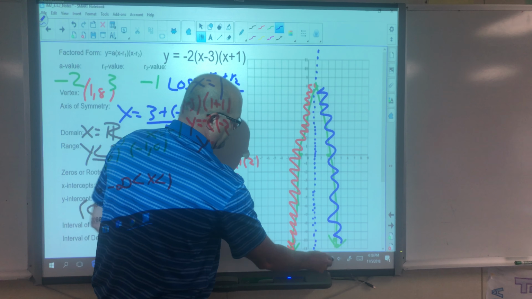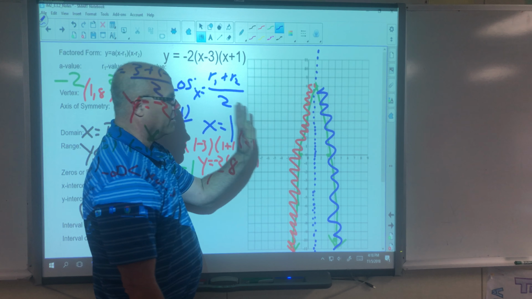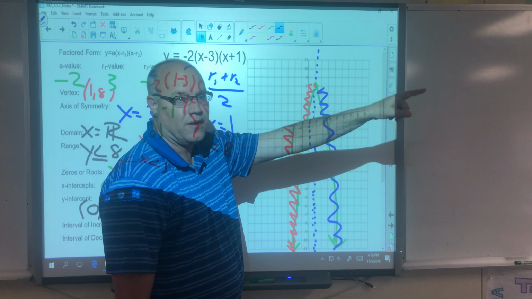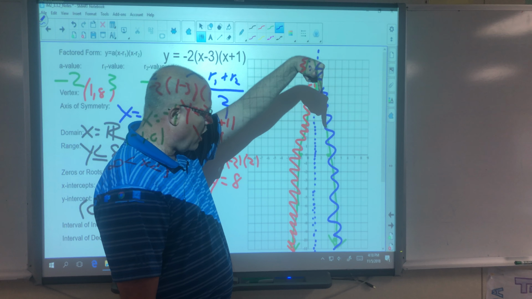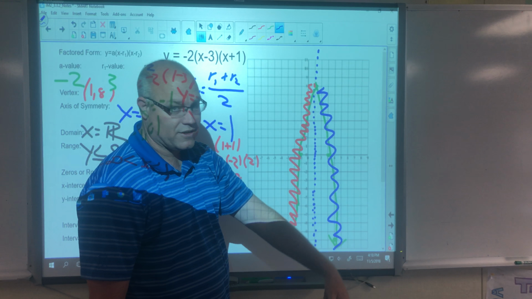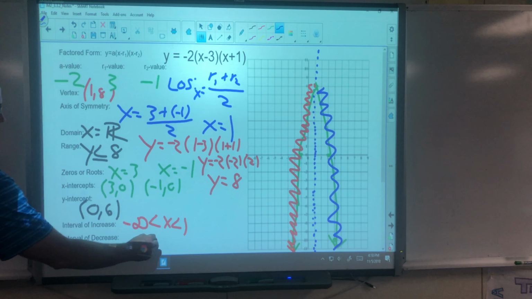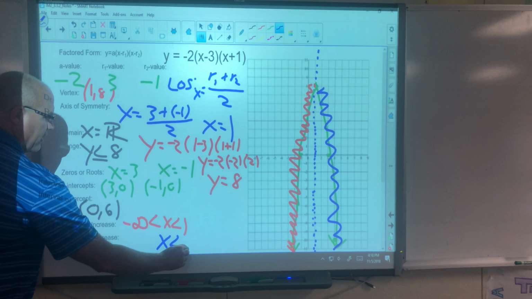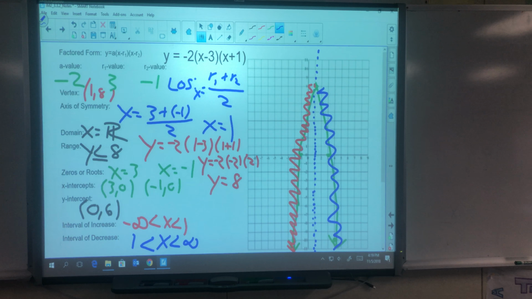All right, interval of decrease, that's the other side. Again, as x are still getting bigger now, but the y's are going down. So as you get bigger than 1, 2, 3, 4, 5, 100, 1,000,000, 10 million, infinity, what's going on with y? It's going down until you get to infinity, which you virtually don't touch. All right, so we have x is less than infinity, and it's greater than 1. That's your interval of decrease.